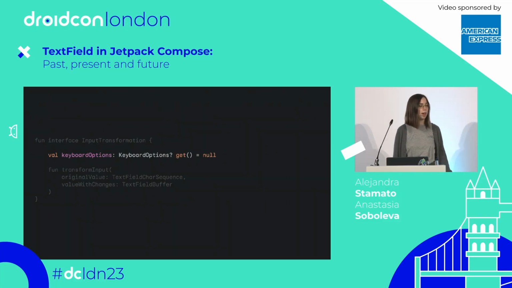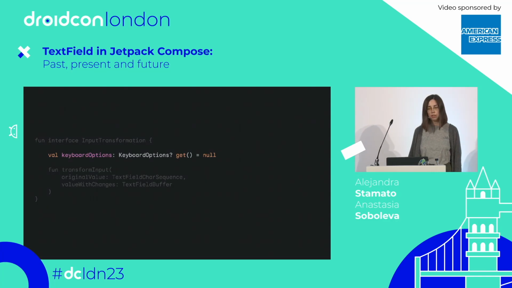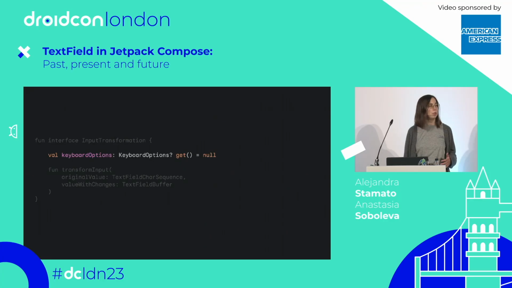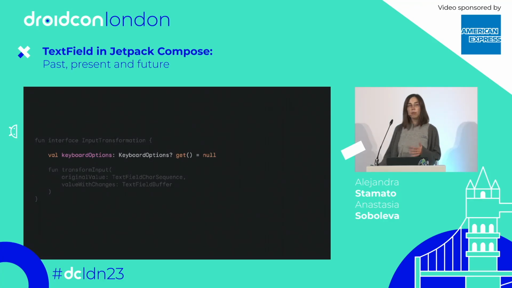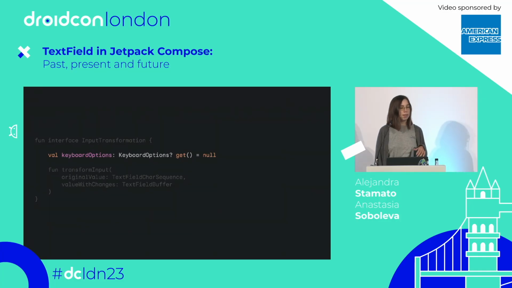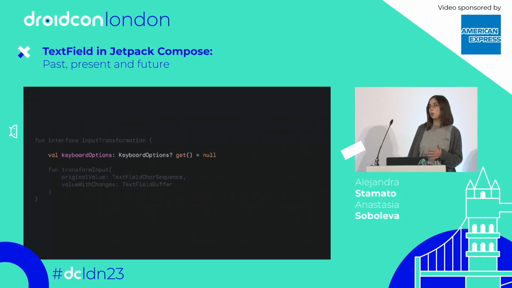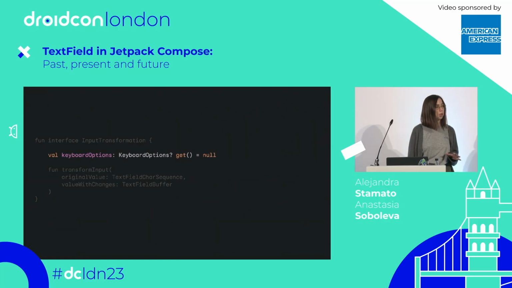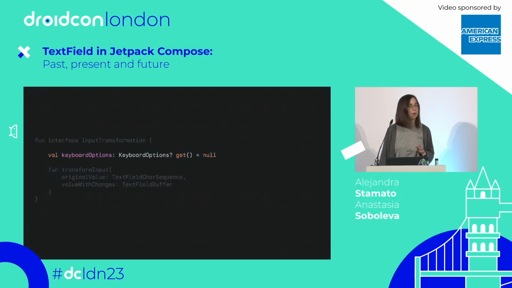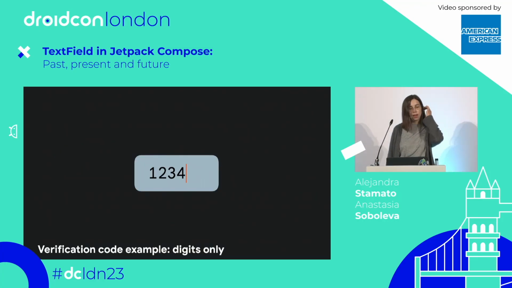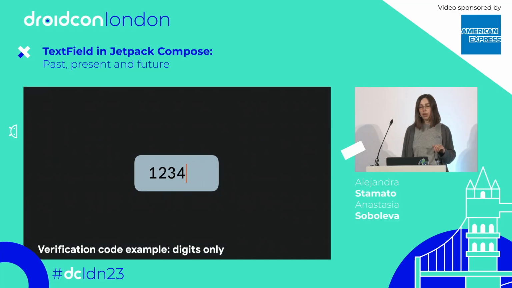Additionally, we also have a keyboard options field. The idea here is that when you are filtering your input, you should also be thinking about setting the keyboard type to a certain type. For example, if the UI asks the user to type a number, then you should set your keyboard to numeric or decimal. Therefore, we expose these keyboard options here in the InputTransformation API interface for your convenience. Okay, so let's see how to use this API.